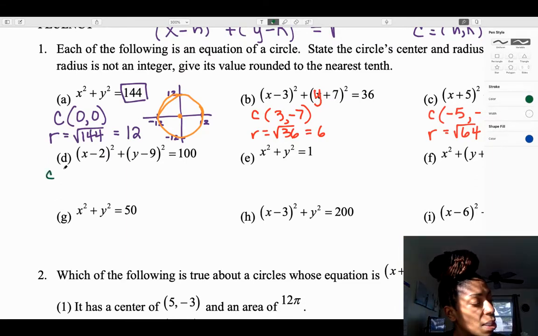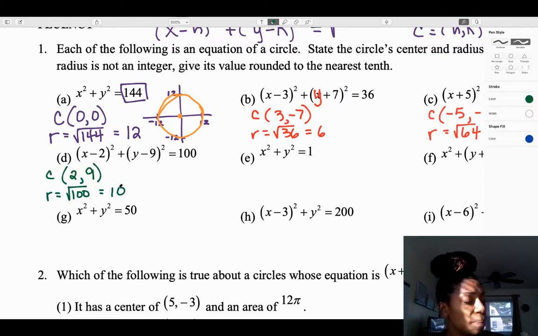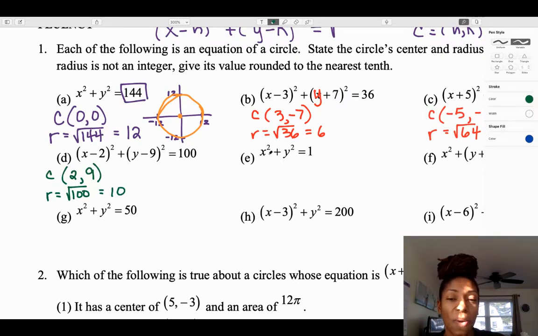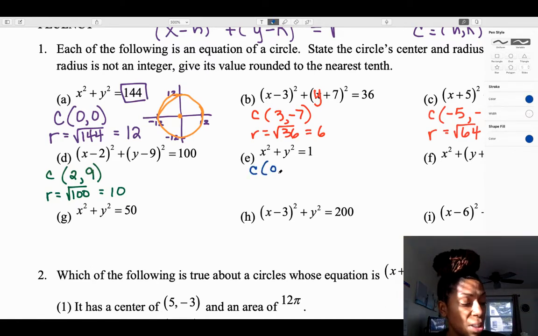The center here says minus 2, so positive 2, positive 9. And the radius is the square root of 100, which is 10. Oh, this one looks like part A, where there were no translations. So the center is at (0, 0). And the radius is the square root of 1, which is 1.